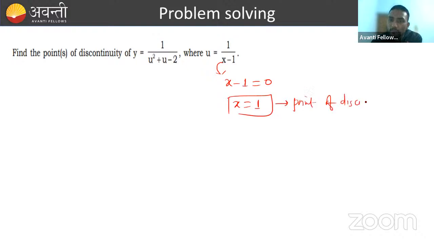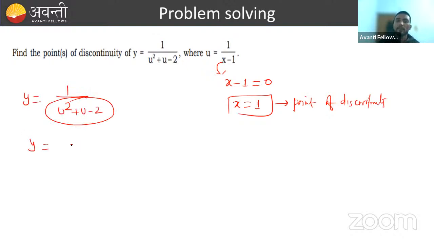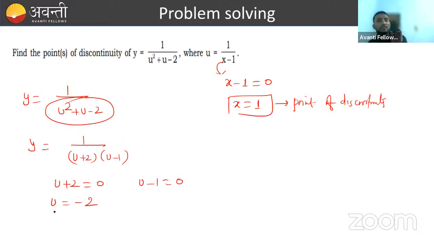Point of discontinuity. Okay, now if we are checking for this one, this can't be 0. I can simply factorize it, right? So either u plus 2 can't be 0, and u minus 1 can't be 0. So if u is equal to minus 2, we need to find the point of discontinuity in x now. We know that u is 1 divided by x minus 1, which is equal to minus 2. So if we find x, I know the solution, so I will write simply 1 by 2.